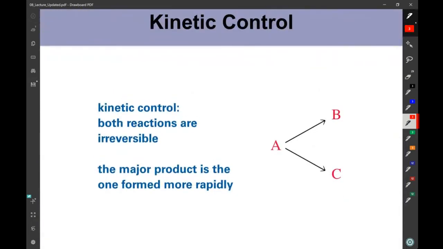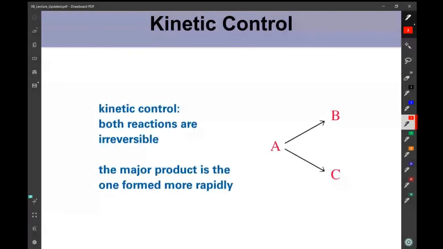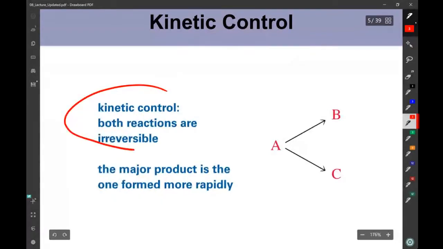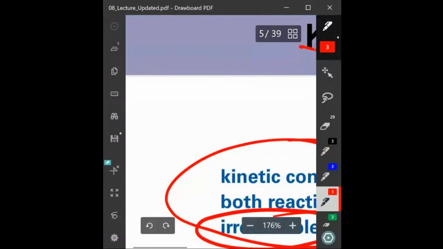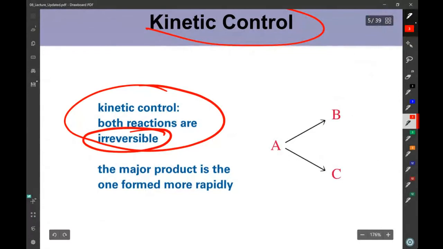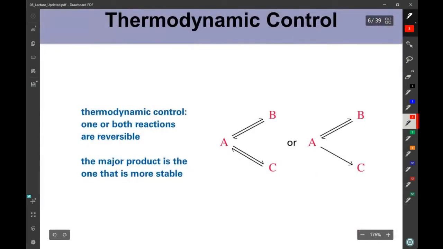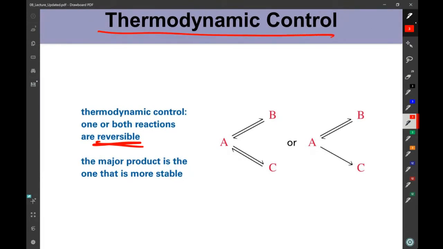So this slide is simply a recall of what we've just said. It says, if the reactions are irreversible, then we're looking at a kinetic control reaction. The major product is a kinetic one. And if one of the reactions is reversible, then we are looking at a thermodynamic product. That's basically what we've discussed.